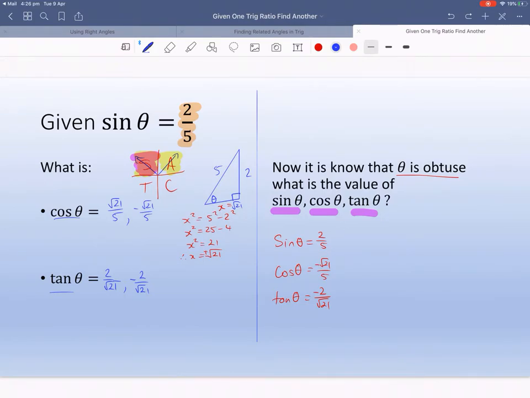At this stage, when we first did it, when we were just looking at this side, we didn't know anything about theta. We just knew something about sine theta. So we went with it. That's why we had our two answers. But here we have further information, and that narrows it down, and now each one of these trigonometric ratios has exactly the sign that it needs to have.